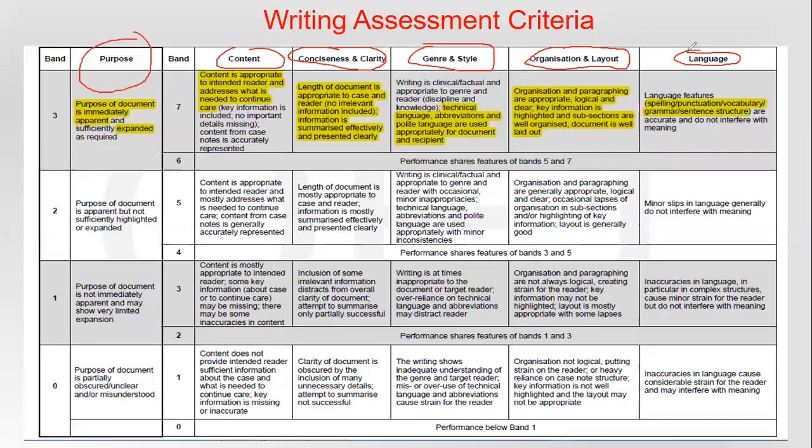The linguistic features or the language includes spelling, vocabulary, and also grammar mistakes. So I consider it the most important part of the assessment criteria.